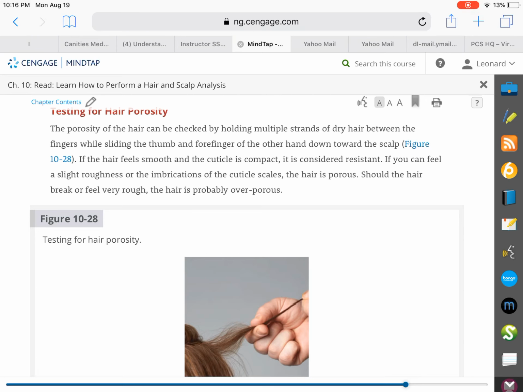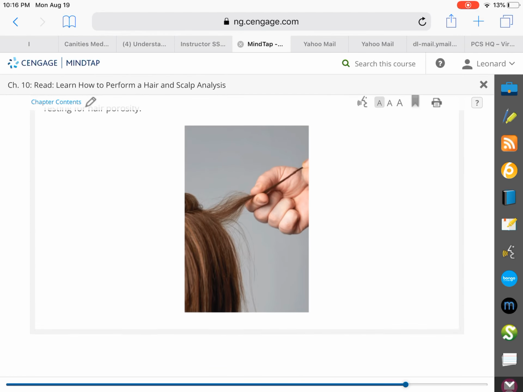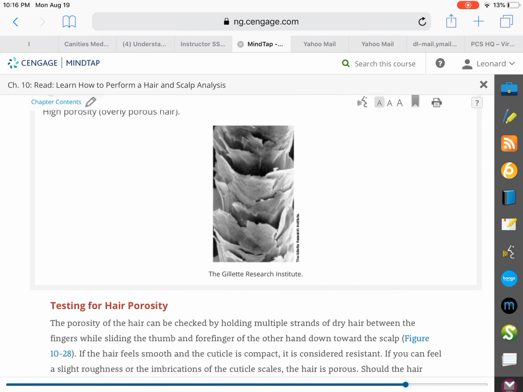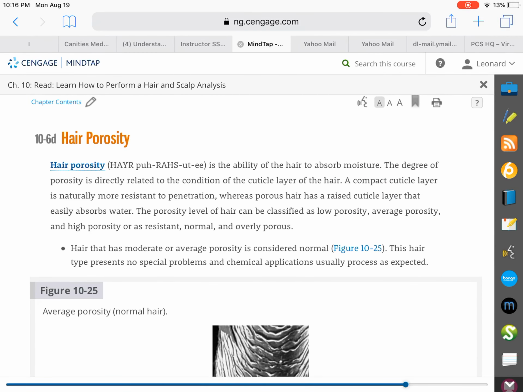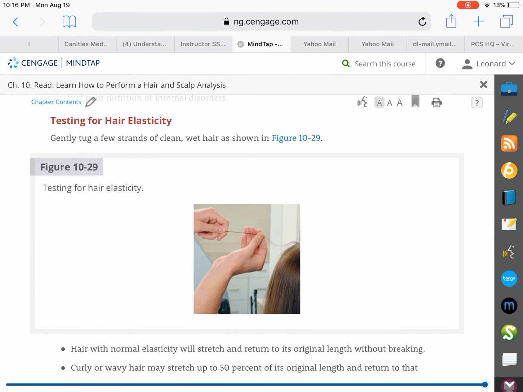Testing for porosity. This is the example. You take multiple strands of hair, and you run your thumb and forefinger. If the hair feels smooth and the cuticle is compact, it is considered resistant. If you can feel a slight roughness, that's normal because the hair should be porous. But if it breaks or feels very rough, that's over porosity. Okay. With practice, you will get this.